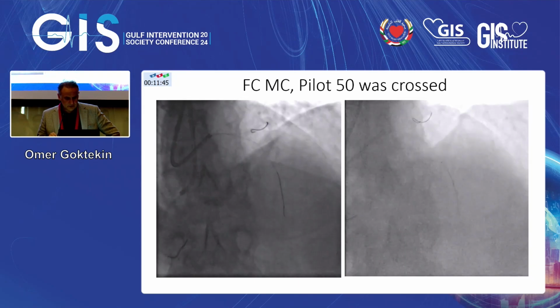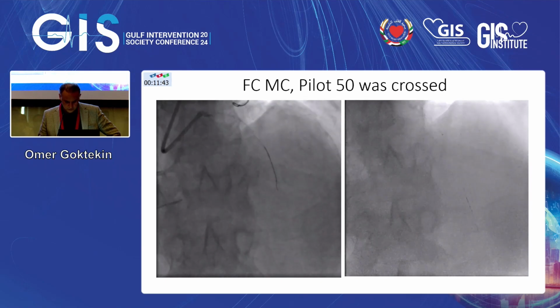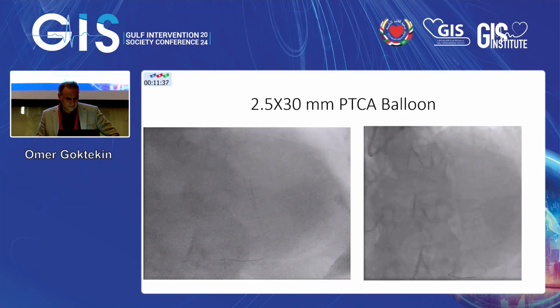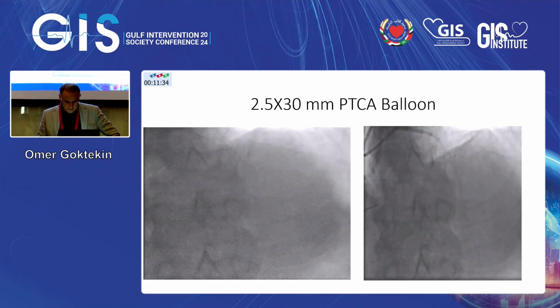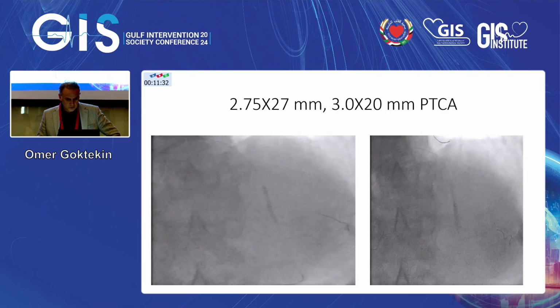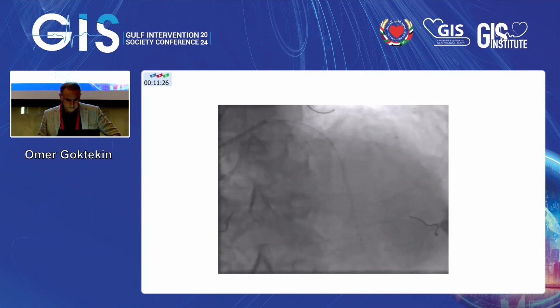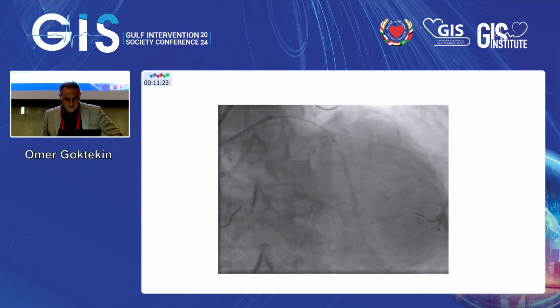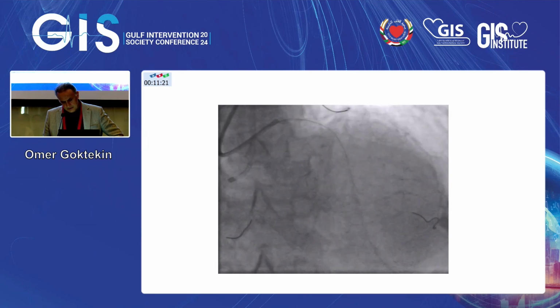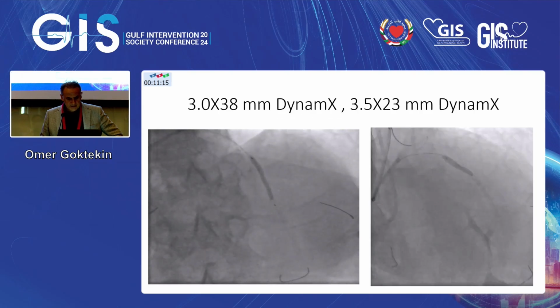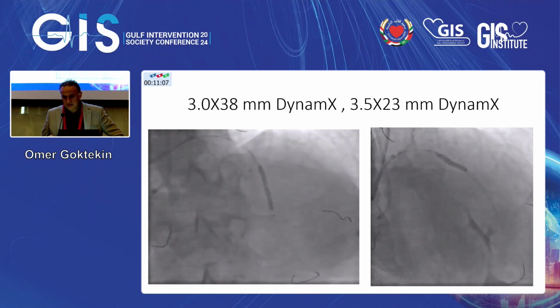I think it's nice to use a micro here because it's a subtotal occlusion, and Pilot 50 crossed easily, and we did dilatation with 2.5 by 30, and then all the way, and then we did 2.75 and 3.0 by 20. This is all PTCA. And after this preparation, we have this vessel, and then we decided to put here Dynamics, and we put 2 Dynamics here, 3.0 by 38 and 3.5 by 23.